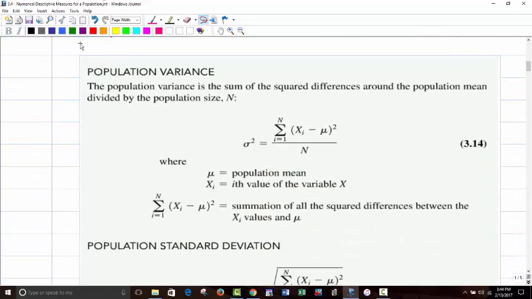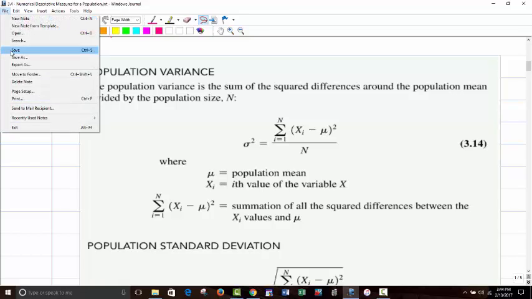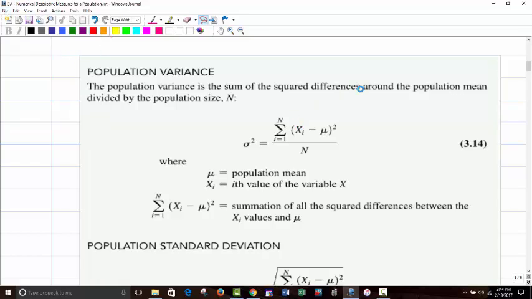Now we have population variance. Now this is going to be a little bit different. One slight difference between this and sample variance. One slight difference, but it changes the answer and makes it a different answer.